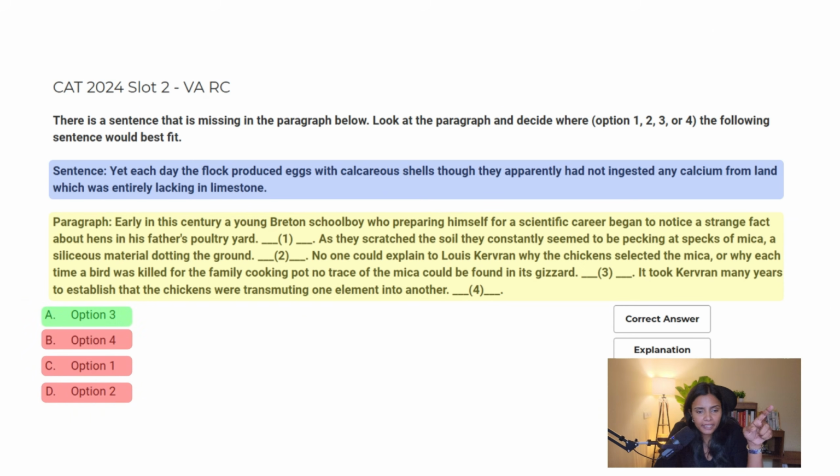Because line 1 and 2 are very tightly linked. We have a boy who's being introduced, and then the hens being talked about, that they scratch the soil. And in blank 4, it follows a sentence which draws a scientific conclusion based on the observation. So immediately after the conclusion, we can't have an example which starts with yet each day. So the correct option is blank number 3, which is option A.